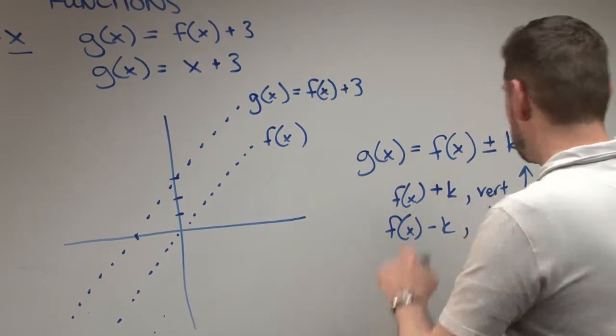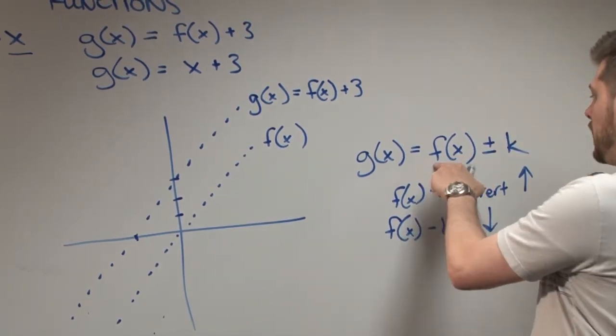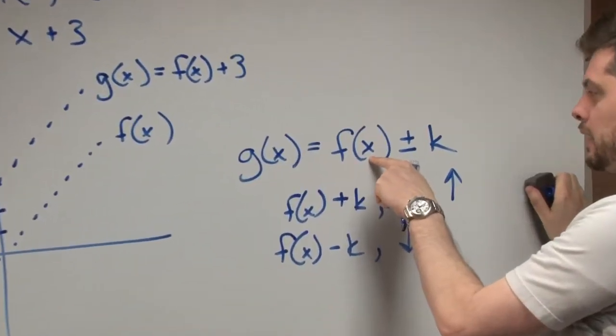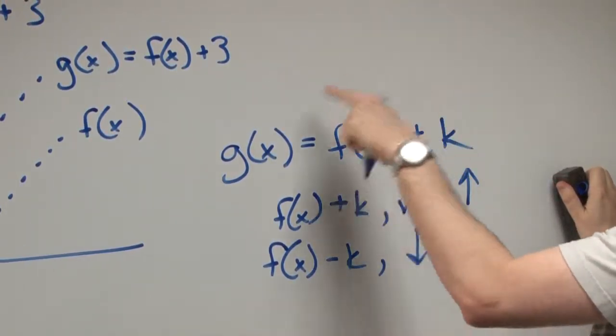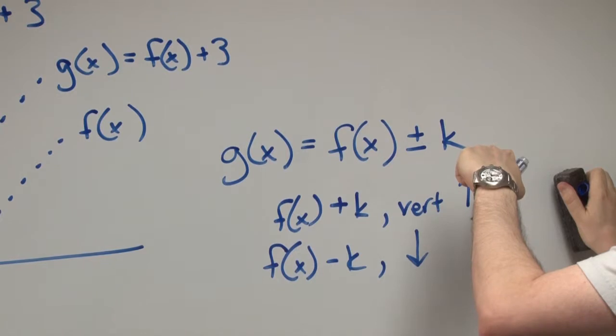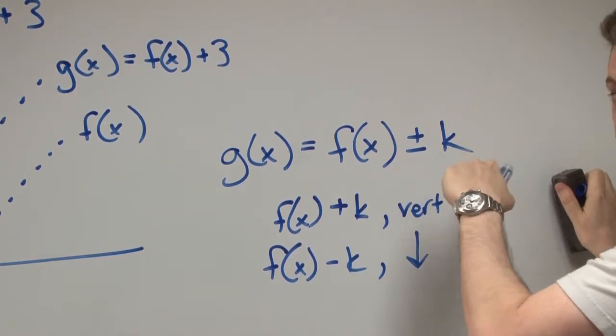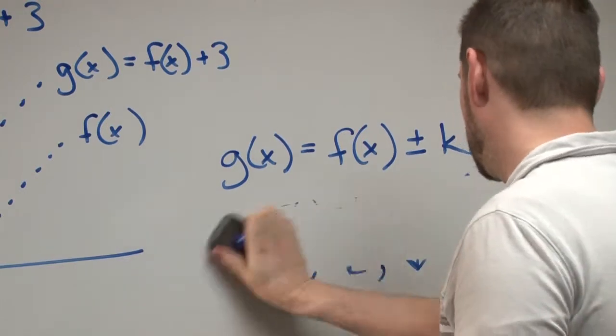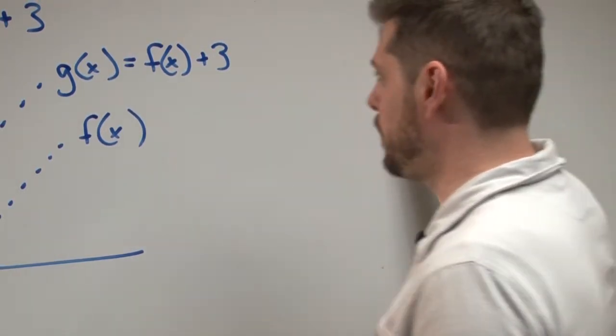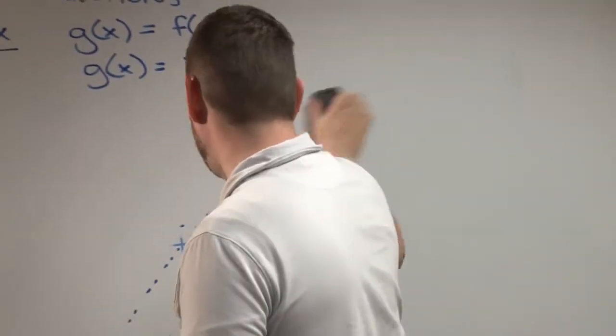Keep this in mind though. My function has a dependent variable, and then after I perform this function, I add some number to it. That's how I get my vertical shift, by doing this function first, then adding a number. You'll see why I made that point in just a second.